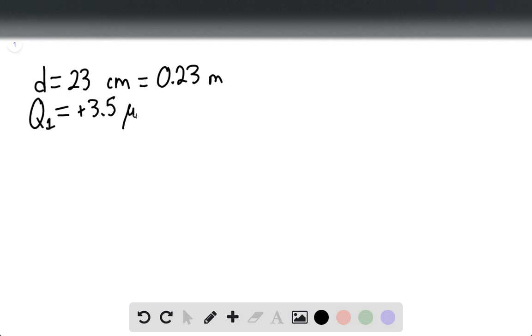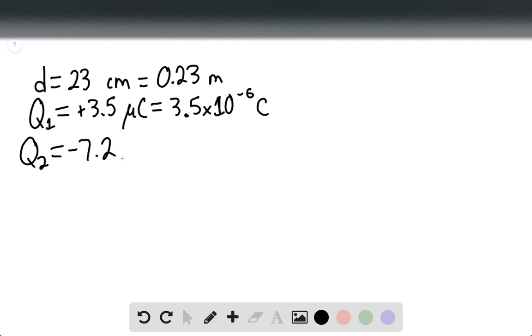So we have a separation of 23 centimeters, or we can say 0.23 meters. We also have a Q sub 1 of positive 3.5 microcoulombs, or we can say 3.5 times 10 to the negative 6 coulombs. Now, Q sub 2 is going to be equal to negative 7.2 microcoulombs. This will be negative 7.2 times 10 to the negative 6 coulombs.